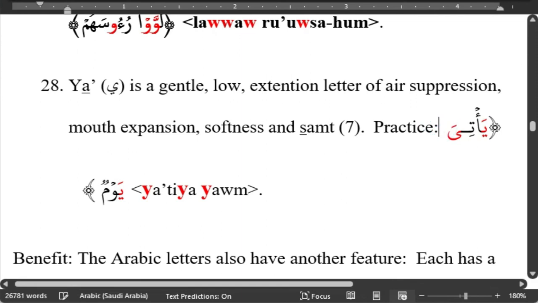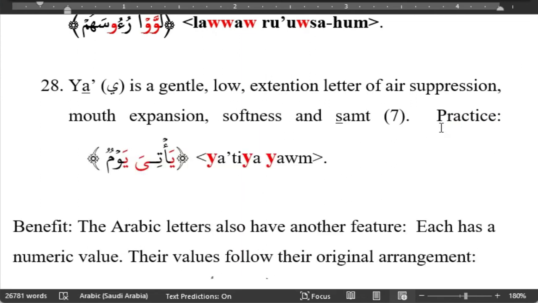Practice this saying of Allah. Ya'tiya yawmun, min qabli an ya'tiya yawm. Where's that ya coming from? The middle of your tongue. Ya'tiya yawm. Ya'tiya yawm. So one day I might recite Quran and it's ya day. So I'm going to focus everywhere I find the ya and try to perfect it.